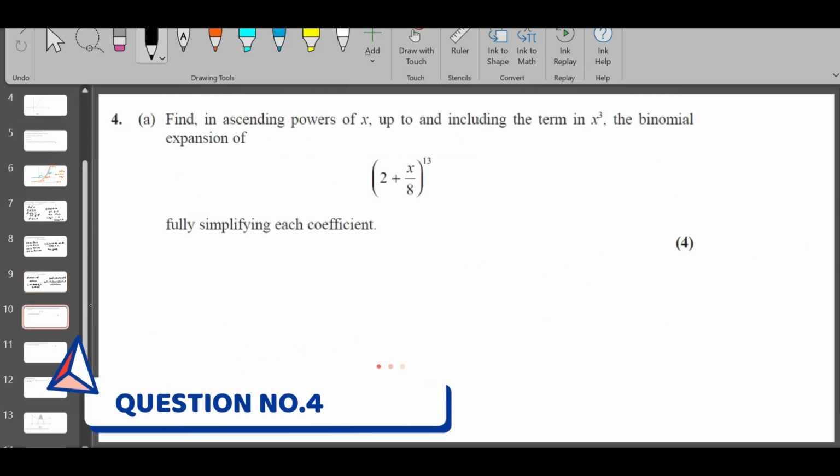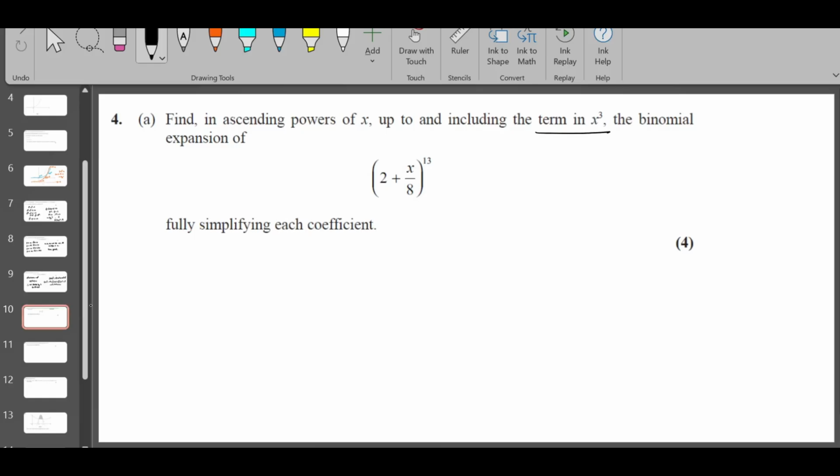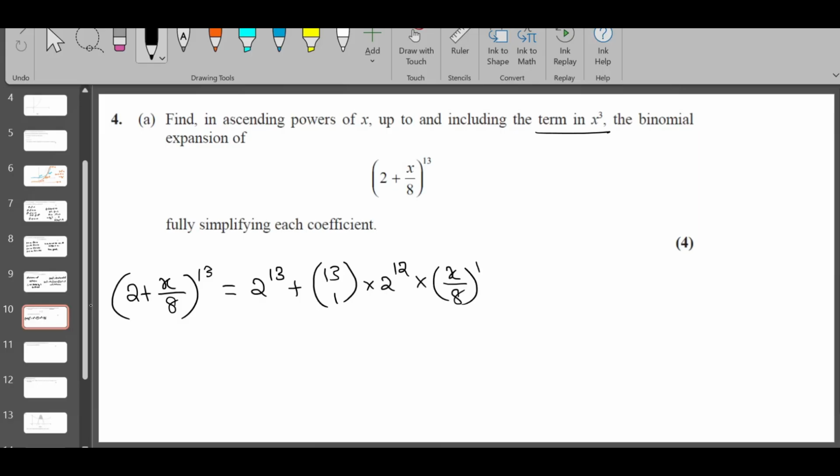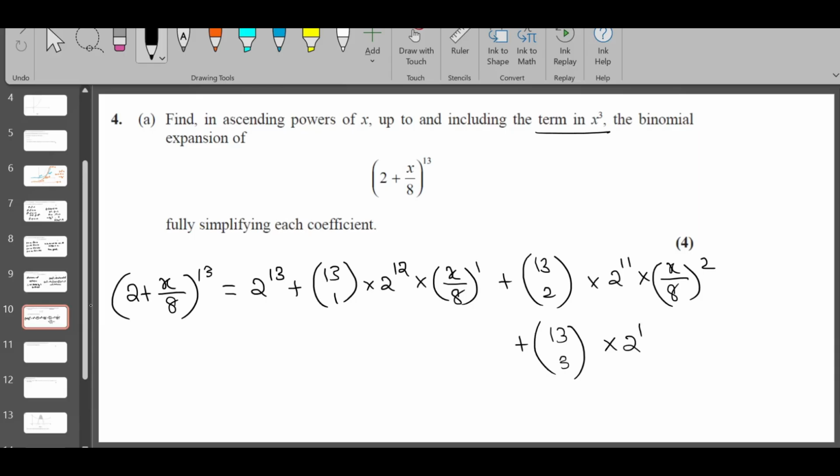Question number 4, binomial expansion. They want you to find the expansion till x cube. So (2 plus x over 8) to the power 13 is 2 power 13 plus 13C1, 2 power 13 minus 1, second term power 1, plus 13C2, 2 power 13 minus 2, second term power 2, plus 13C3, 2 power 13 minus 3, second term power 3.